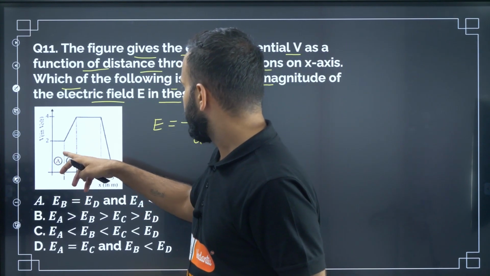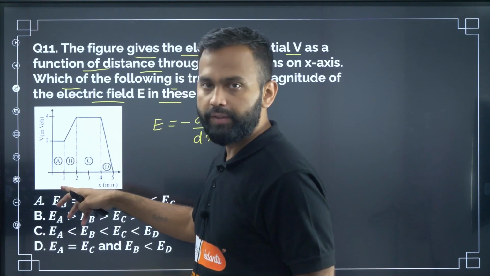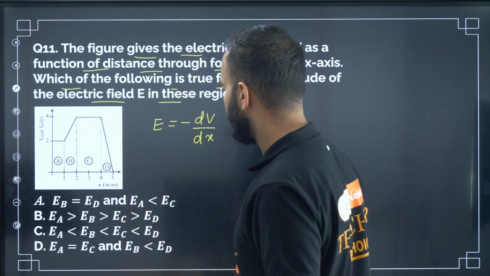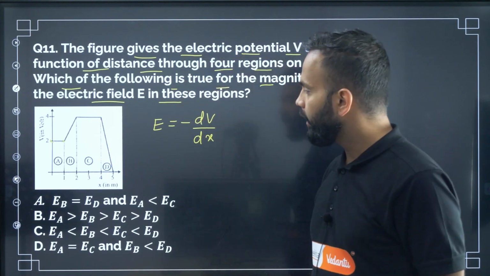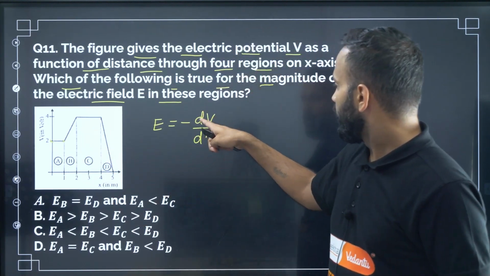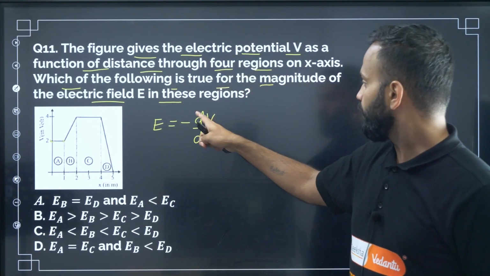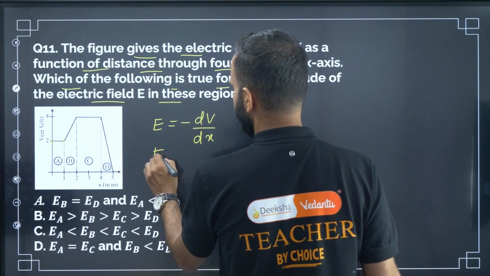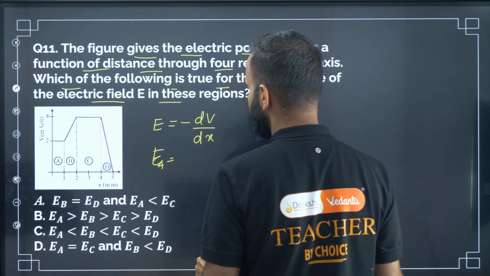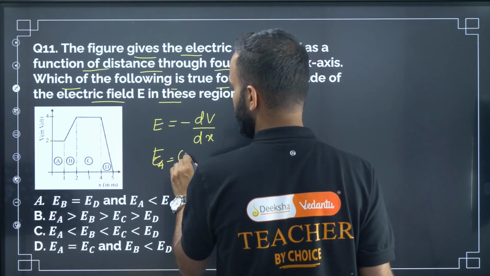So here, if we take the slope of this graph, we will get the electric field, right? In region A, the electric field is 0. Why? Because potential is constant. Differentiation of a constant is 0, right? So electric field at A is 0, right?